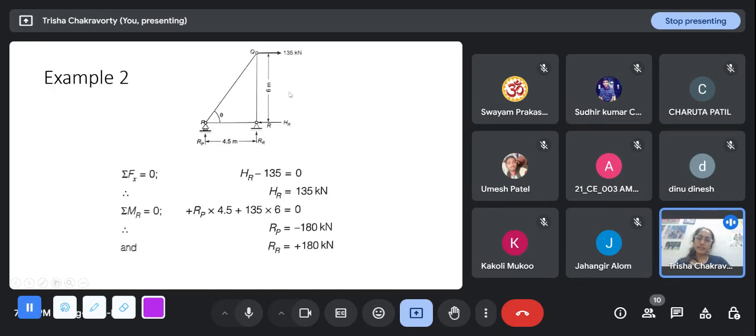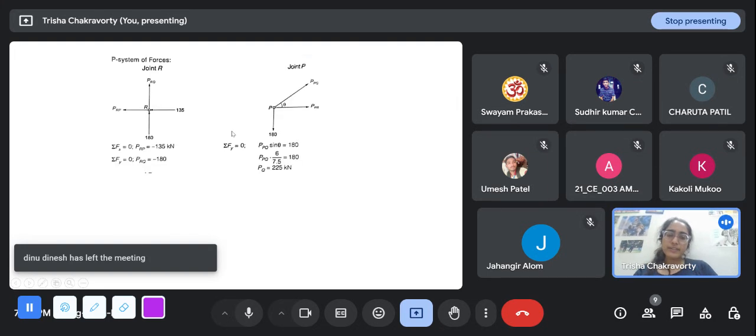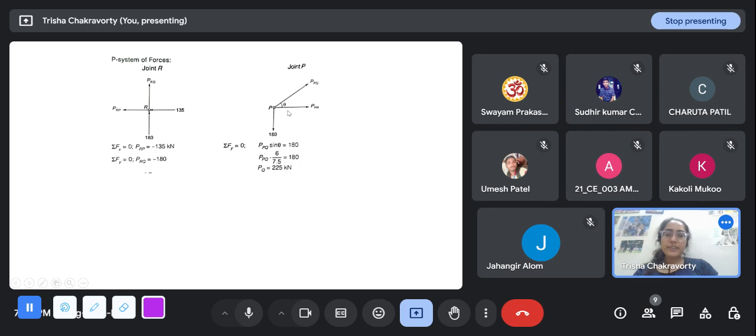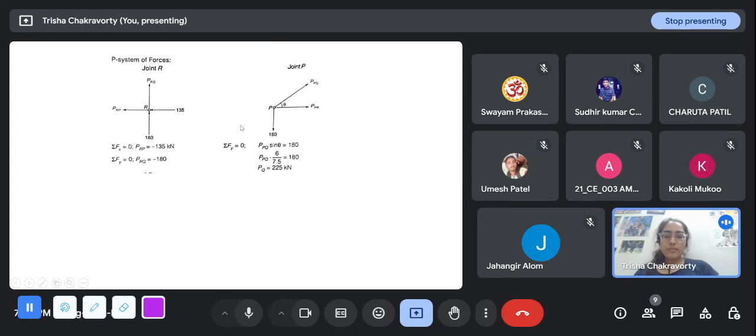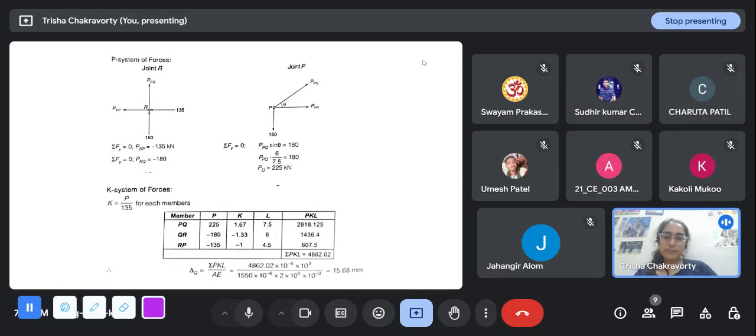At joint P, we have 180 acting in the downward direction and two members here, PPR and PPQ, and there is this angle theta. We have to find out this theta. You know that tan theta is 6 by 4.5 here. Once we know the tan theta, we can get the cos and sine. From sigma Fy equal to 0, PPQ sine theta acting in the upward direction is equal to 180 in the downward direction. So PPQ is 225 kilonewton, and PPR we have already solved earlier.